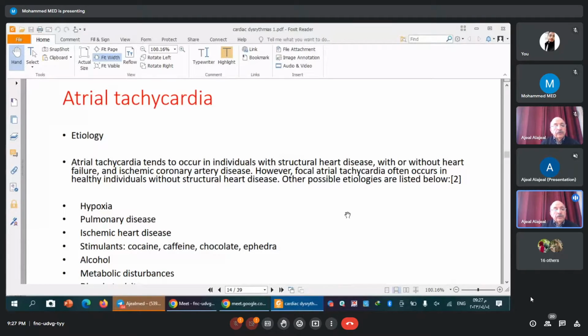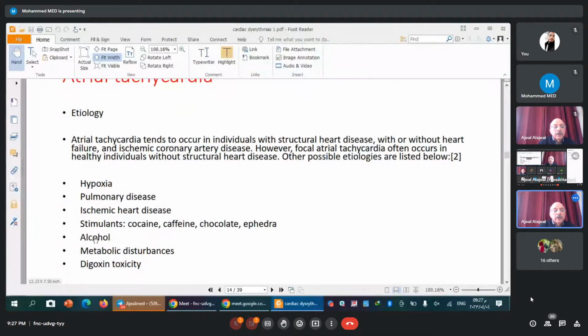What are the causes of atrial tachycardia? Here you have a list. Hypoxia, pulmonary disease, ischemic heart disease, stimulants like cocaine, caffeine, chocolate, and ephedra. Alcohol is a very common cause, and metabolic disturbances, and sometimes it is a result of digoxin toxicity. This is the list of causes of atrial tachycardia. Next slide, please.